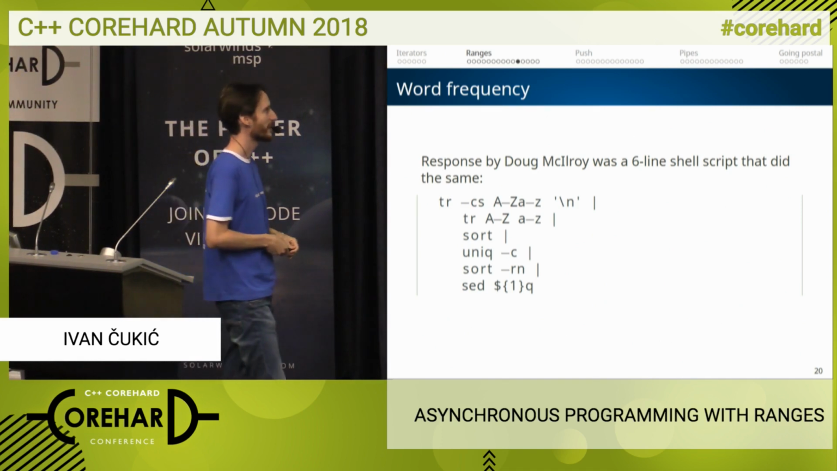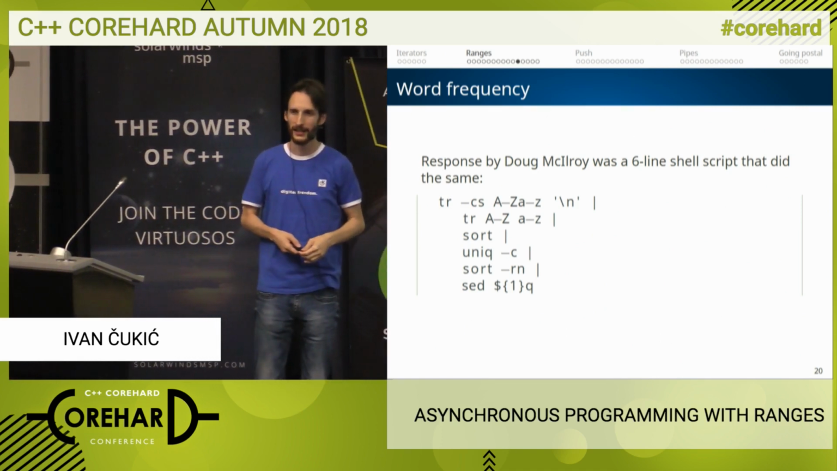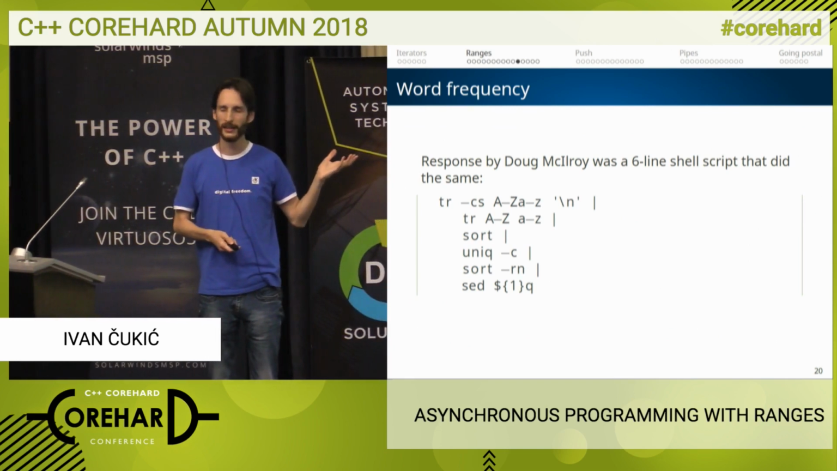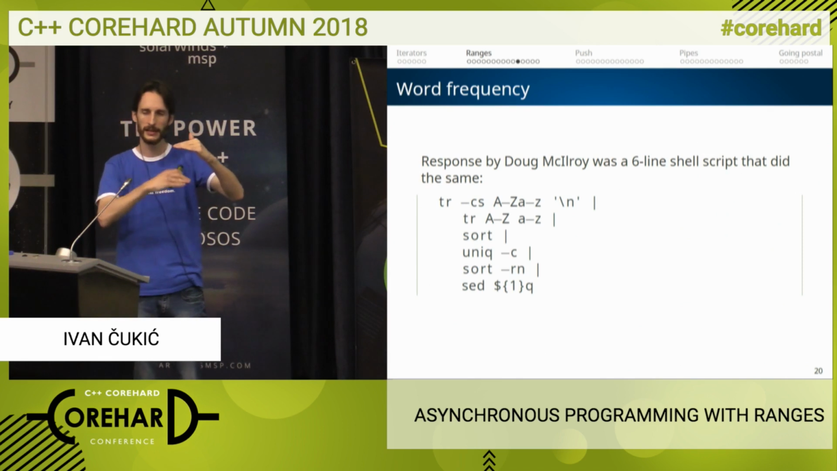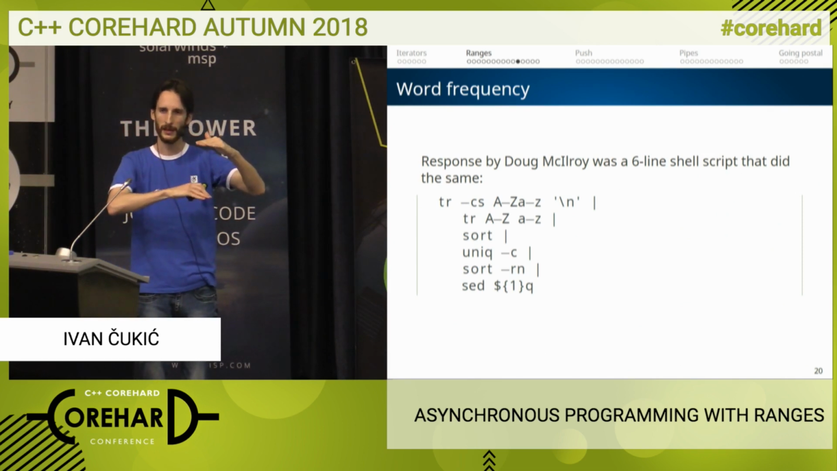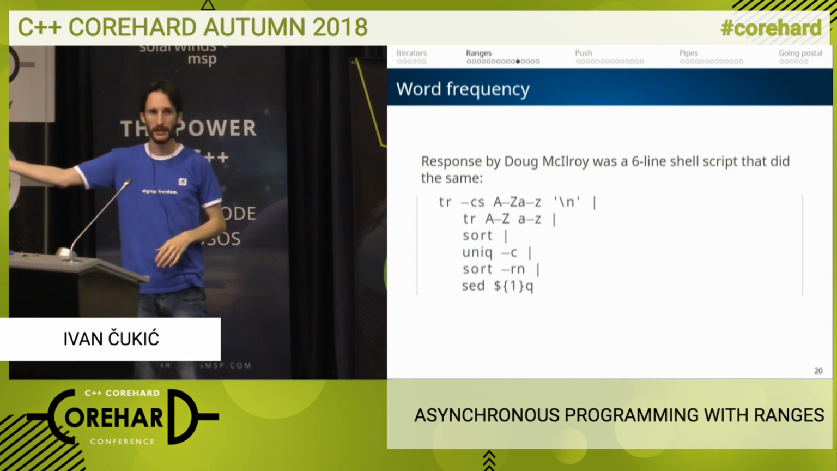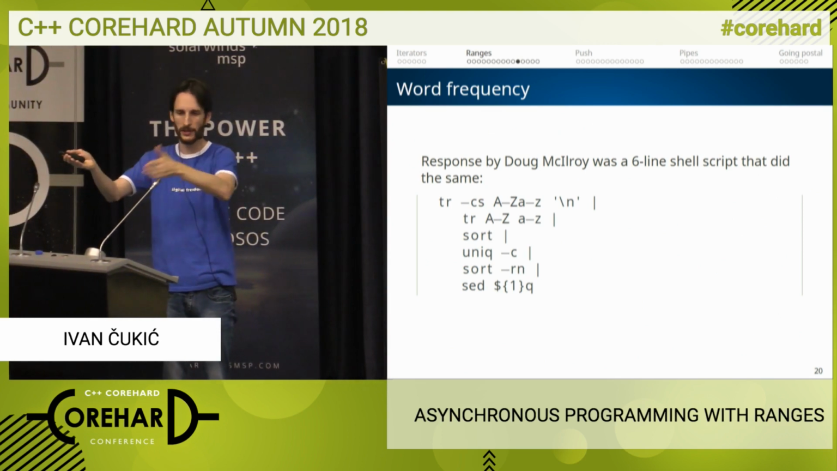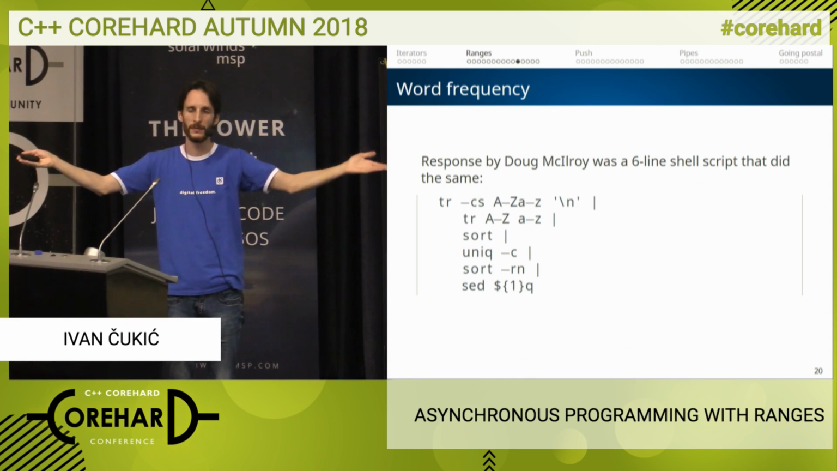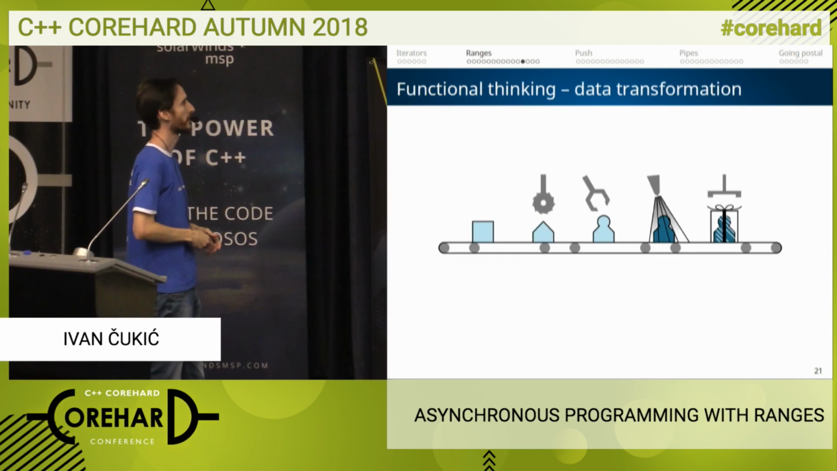And this is the reason why I love ranges, is that they allow us to think in a more functional way. Instead of thinking of all the things that we need to do step by step, we know what our input is, and we know what the output is. We just need to find a series of chain transformations to get from one to another. And everything should be done automatically for us.